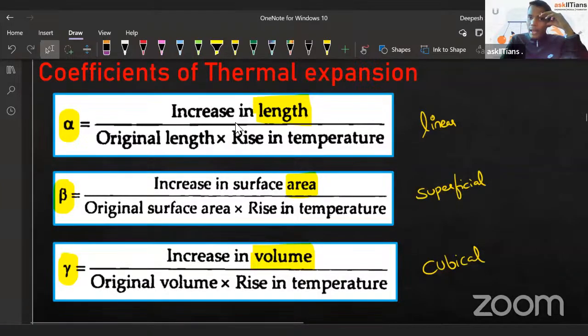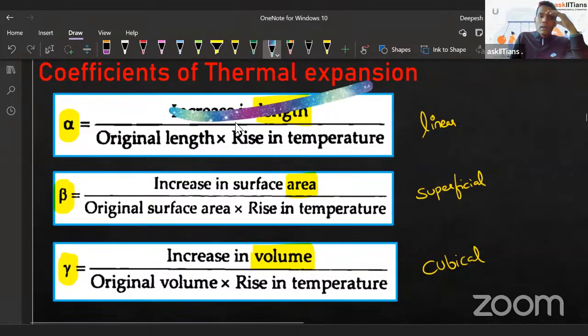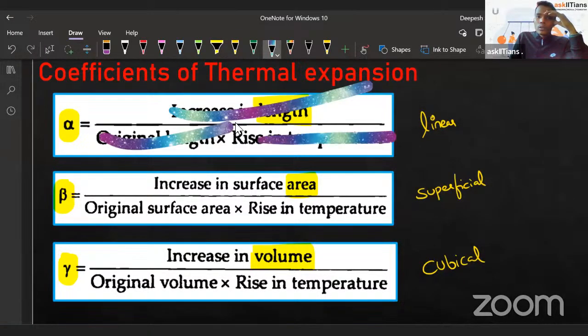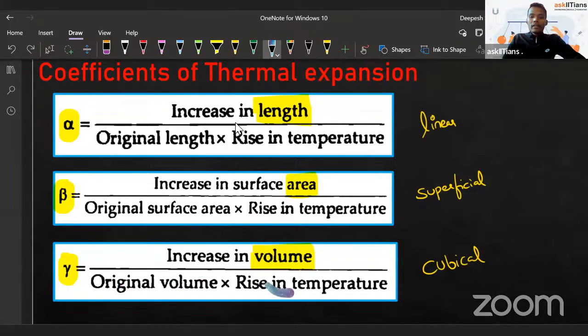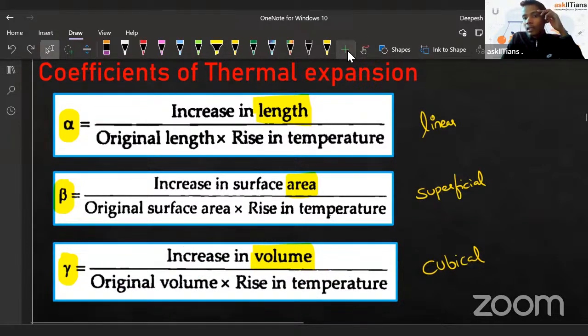All the three formulas are actually in the same manner. That is, increase in dimension by original dimension into rise in temperature. That's it. You can see increase in area by original area into rise in temperature, increase in volume by original volume into rise in temperature. Same thing happens three times. Okay, it's not different at all. That's it.